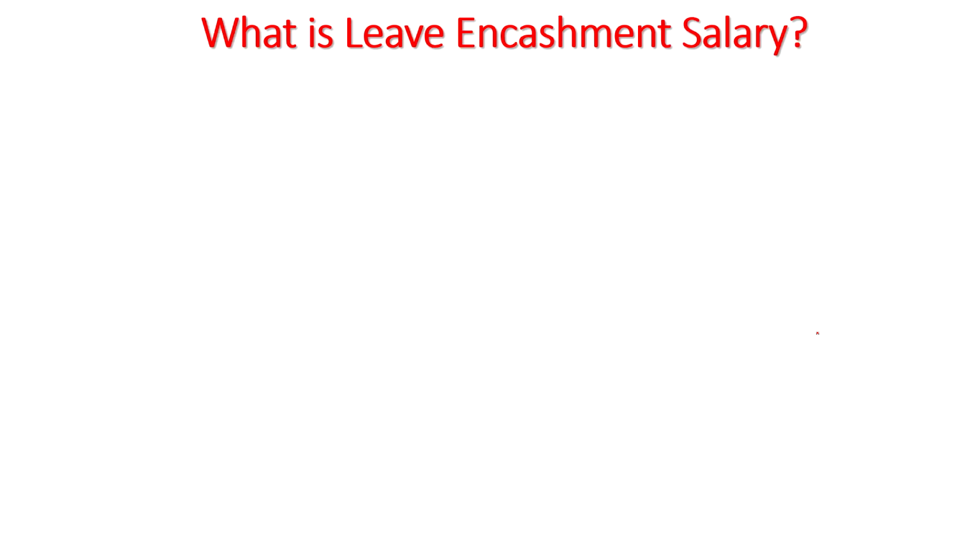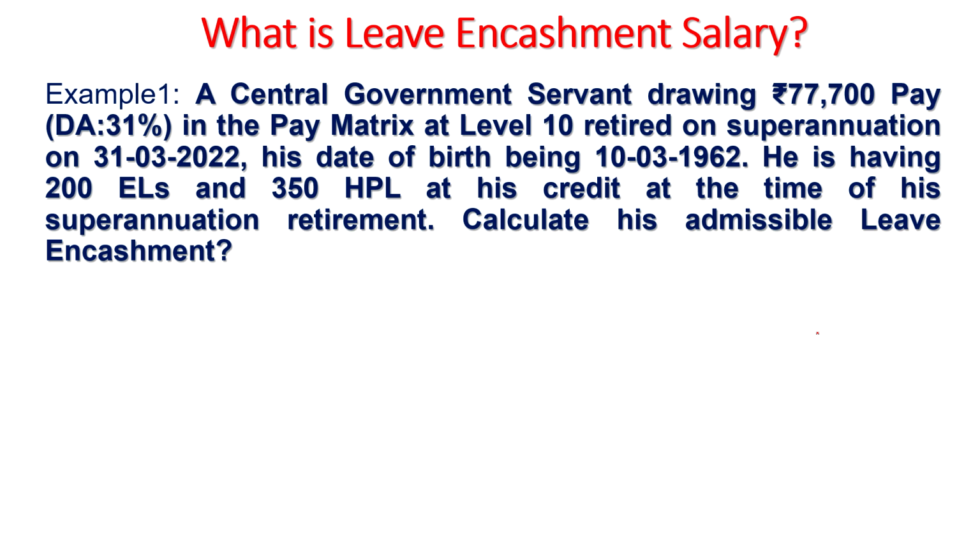Now we will see what leave encashment salary is. Let us take an example to understand how leave encashment is calculated. Example 1: a central government servant drawing 77,700 pay, DA at present 31%, in the pay matrix of level 10, retired on superannuation on 31/3/2022. His date of birth is 10/3/1962. He has 200 ELs and 350 HPL at his credit at the time of superannuation. Calculate his admissible leave encashment.